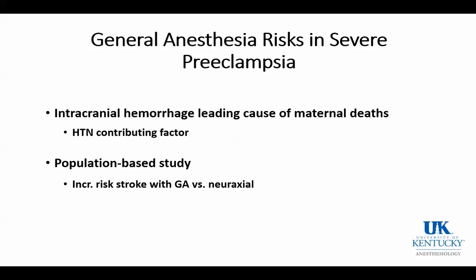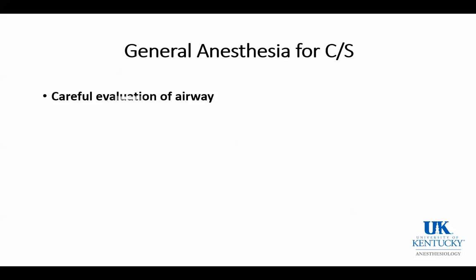And in fact, there was a recent population-based study that showed that the risk of stroke in women with severe preeclampsia undergoing cesarean delivery is greater in those who have general anesthesia as compared to neuraxial anesthesia. So that's why we like to do neuraxial, but as I said, there's times that you cannot avoid doing general. You need to keep that in mind. You need to do whatever you can to prevent any sort of severe hypertension. So you have the patient who has to have general anesthesia. First, a careful evaluation of the airway. Hopefully this patient you knew about before all of a sudden they're rushing back for a C-section.